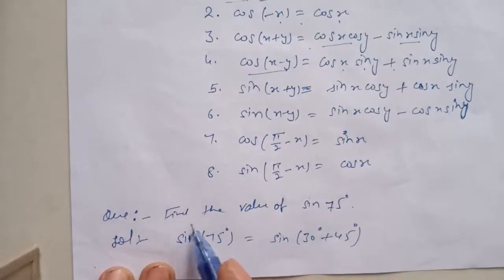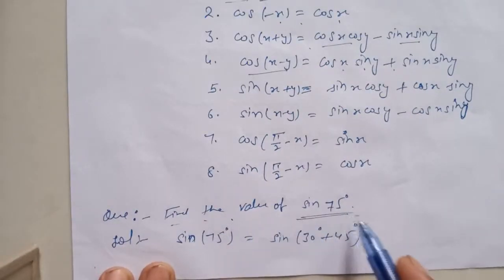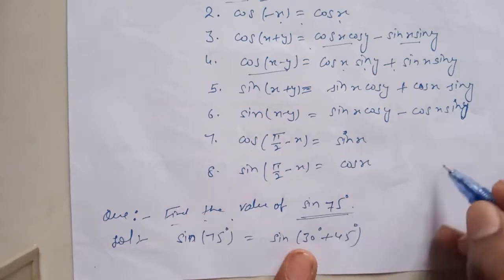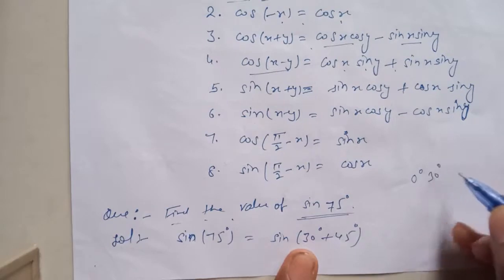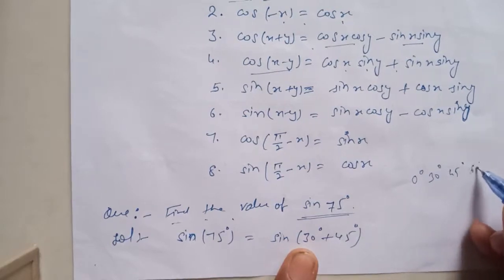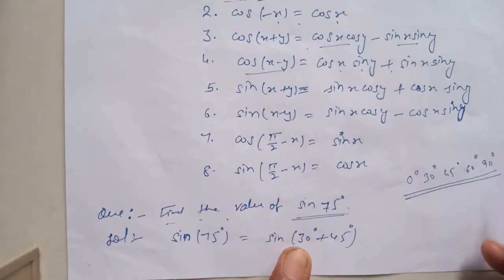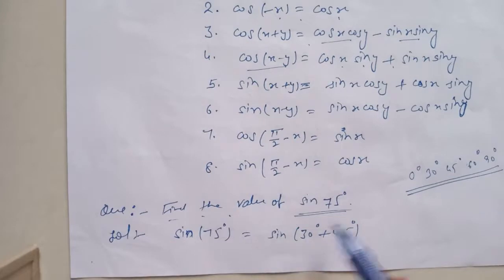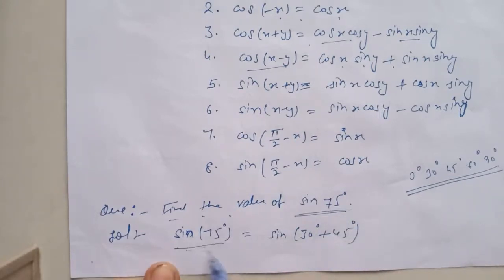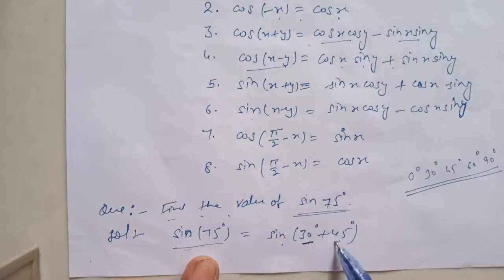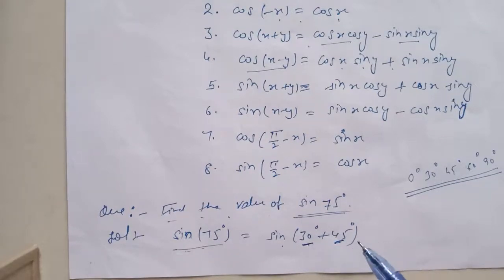First of all, find the value of sin 75. We don't know directly the value of sin 75. We have 0 degree, 30 degree, 45 degree, 60 degree and 90 degree. These values are given, but we have to find the value of sin 75. Now sin 75 can be written as sin of 30 plus 45, sin 30 degree plus 45 degree.